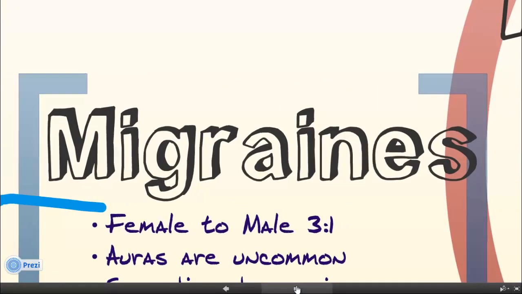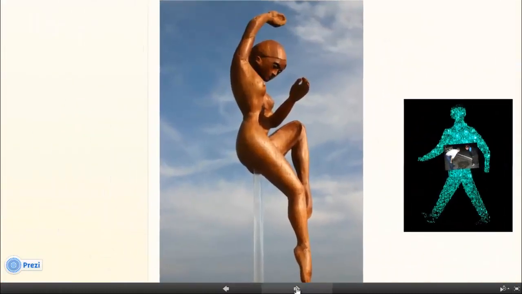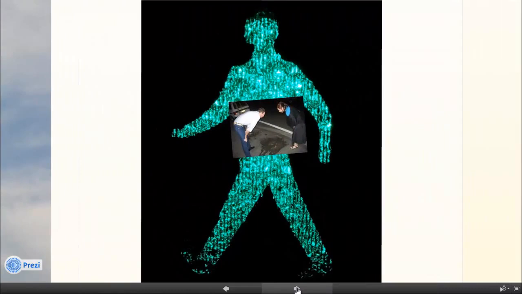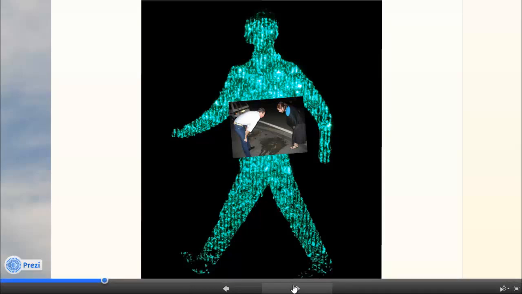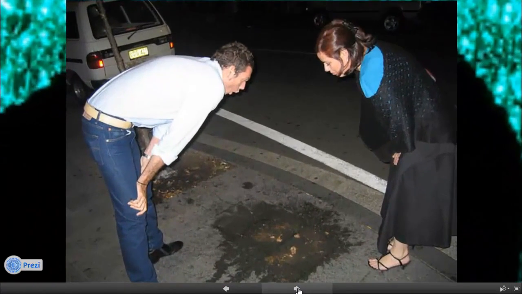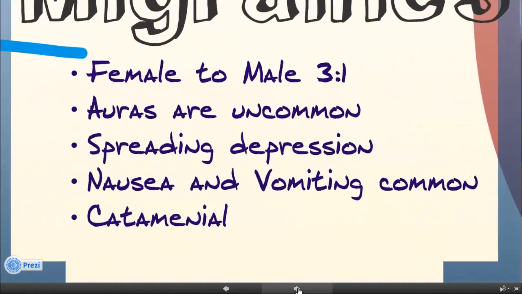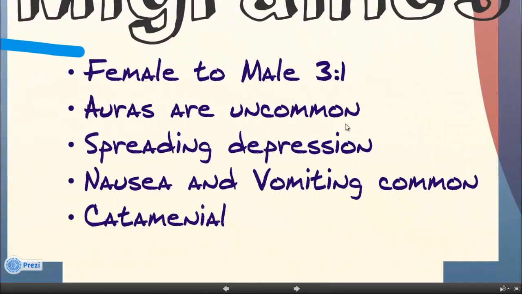Now these have a 3-to-1 female to male predilection, and one of the associated characteristics of a migraine can of course be light sensitivity, which is photophobia, or sound sensitivity, which is sonophobia. But the one that is most specific to migraine headaches is, in fact, nausea and vomiting. Some other interesting facts: auras are not, in fact, very common, and they occur only in about 10 to 15% of migraine patients.